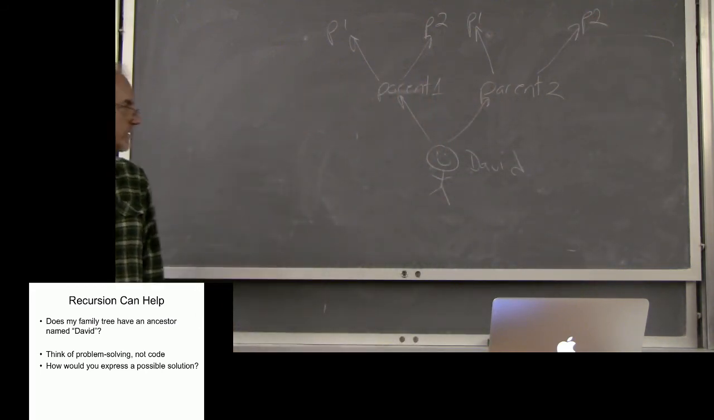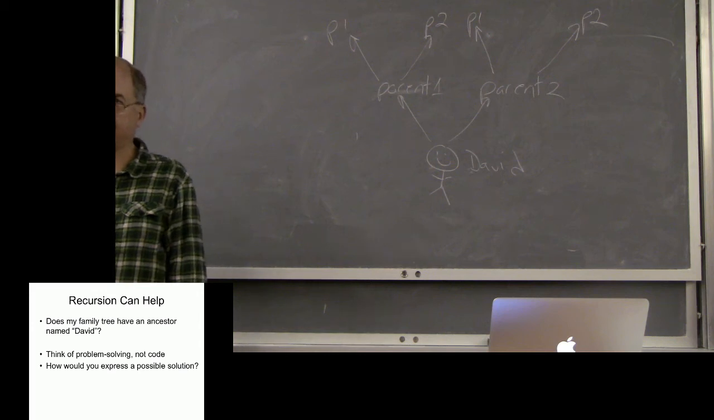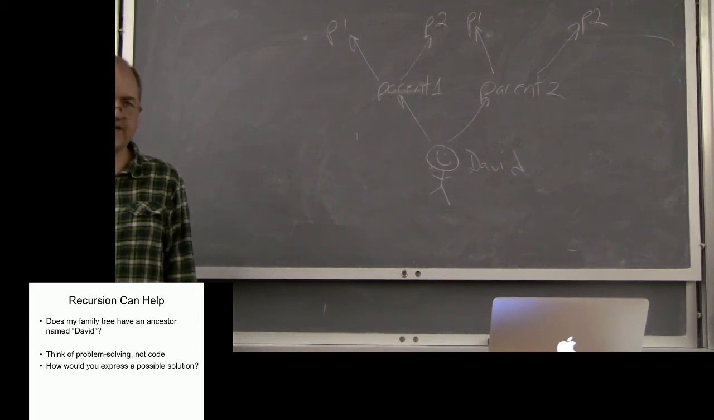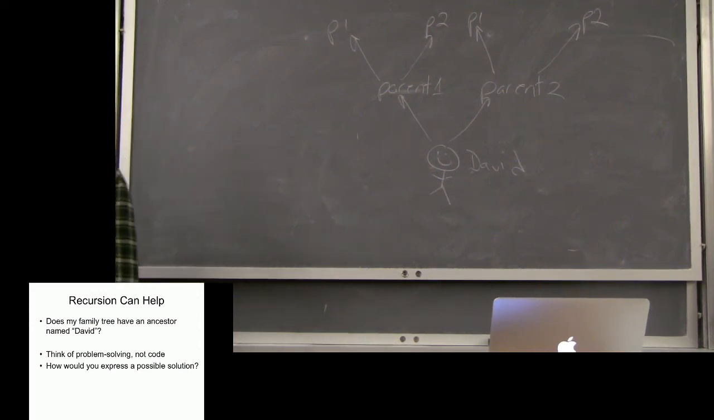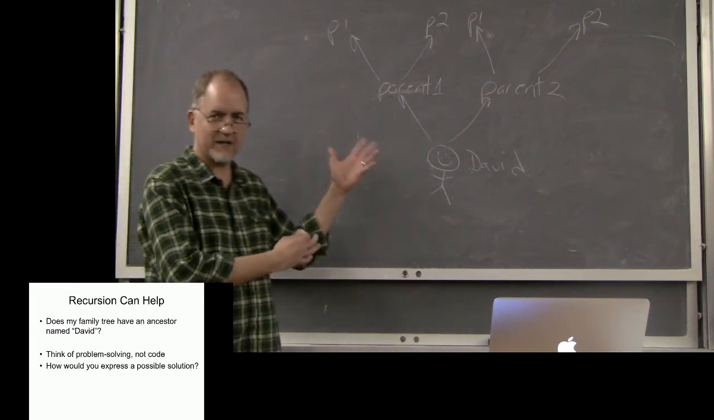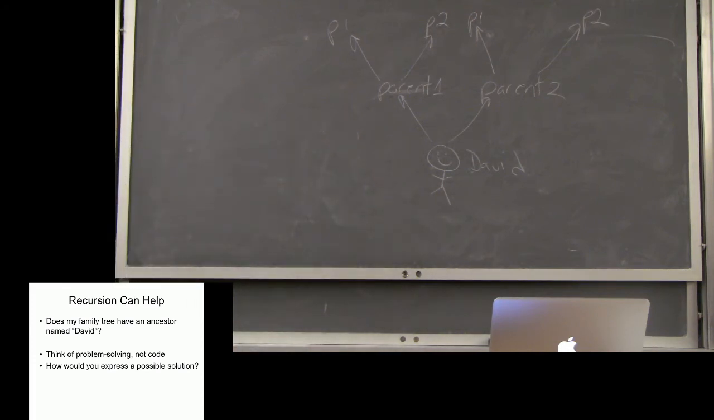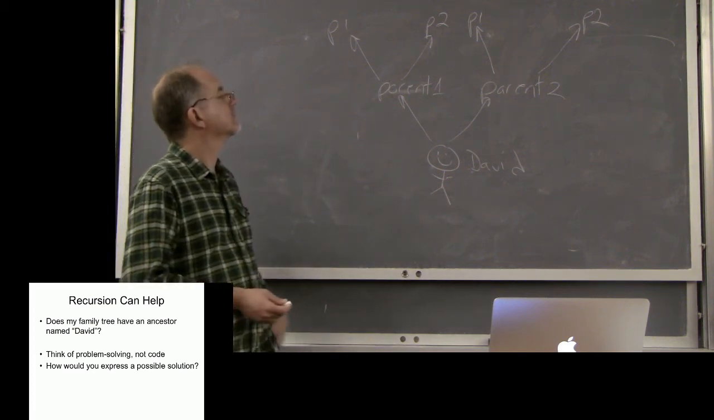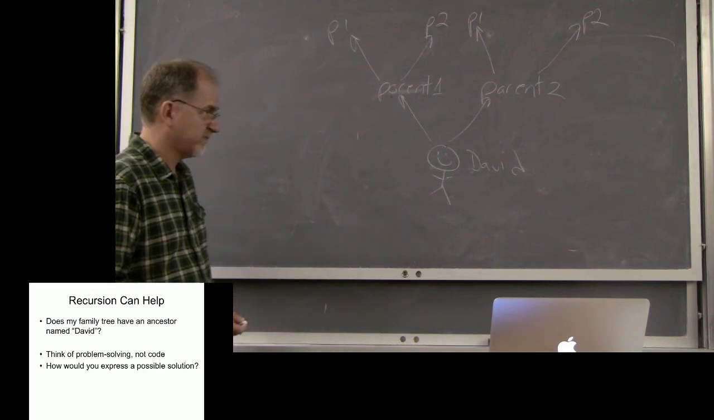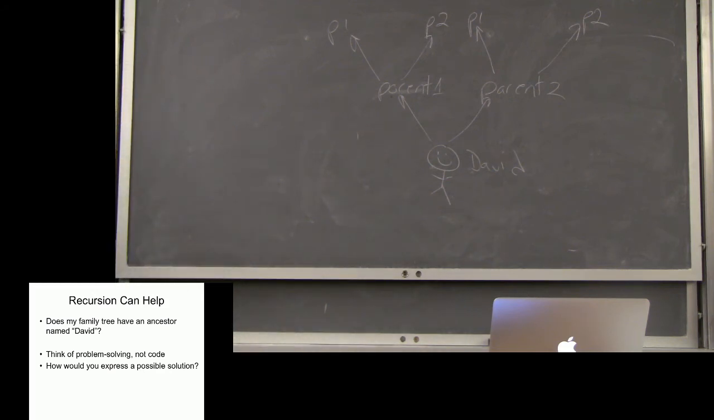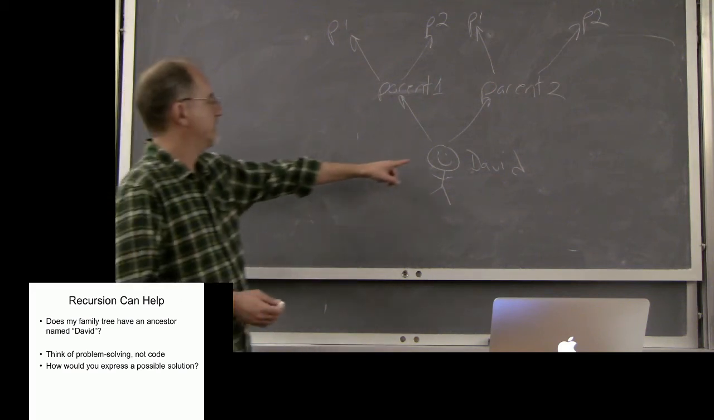So, how can I solve a problem knowing if any of my ancestors are named David? Besides saying, look at all the ancestors, right? Try to break it down into some steps where I can make some progress computationally. What's a way of thinking about this? What's something I can ask that I know kind of right away here?